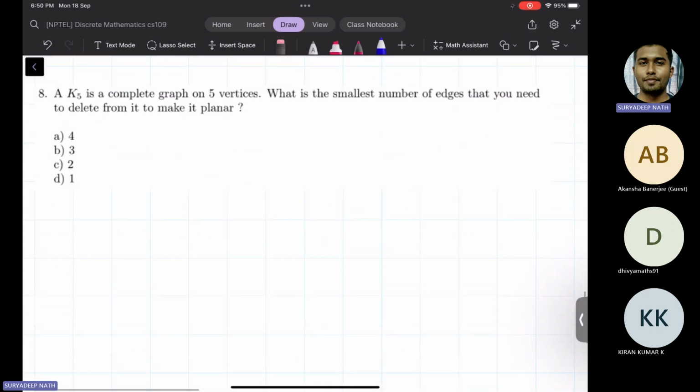Okay. Coming to the eighth question, K5 is a complete graph on 5 vertices. So what is the smallest number of edges that you need to delete from it to make it planar? So what is a planar graph first of all? Can anyone say what is a planar graph? Anyone?